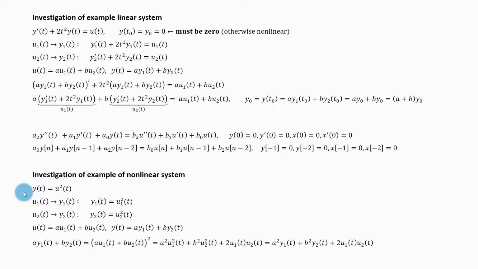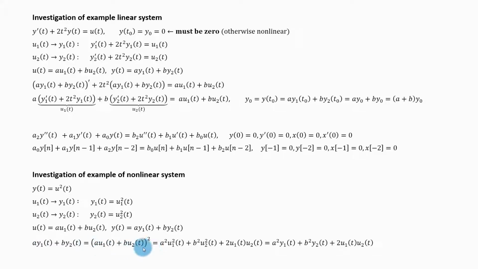Let's examine a system described by this equation. If an input u1 creates an output y1, then this relationship must hold. If an input u2 creates an output y2, then this relationship must hold. Now, if the system was linear, then the input given by this linear combination must create this output. So let's verify that. When I substitute into this equation, I get this.